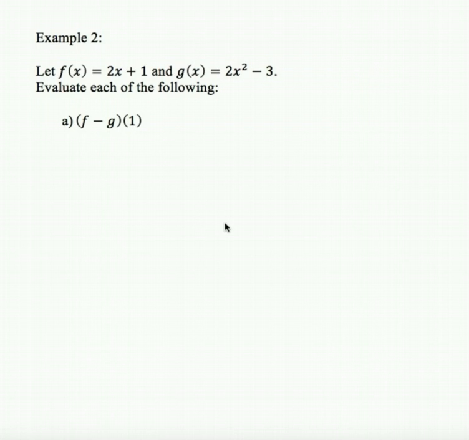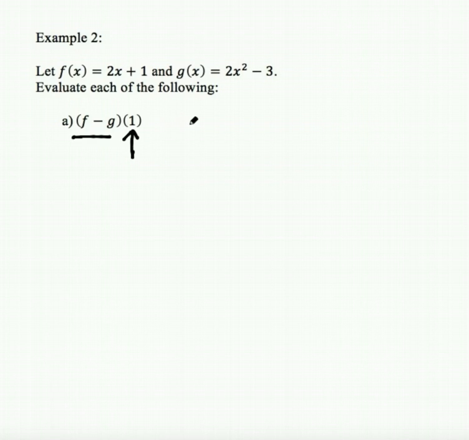Example 2, let f of x equal 2x plus 1 and g of x equal 2x squared minus 3. Evaluate each of the following. So I have two new functions, a new f of x function and a g of x. And this time, I'm combining functions. I'm doing f minus g, but instead of x, I have this 1.